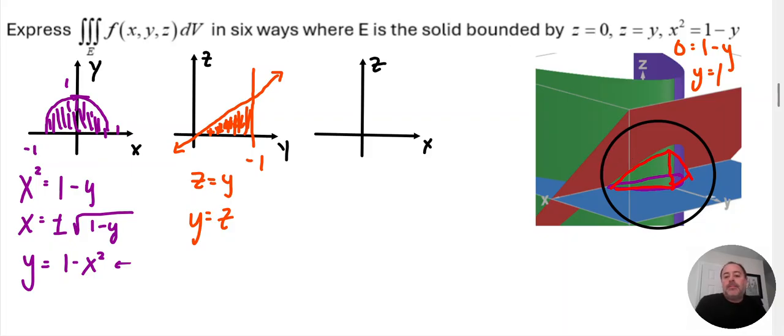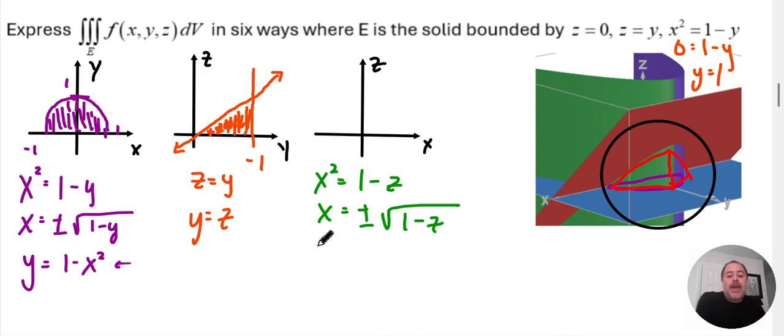And then the last part of the problem is the xz plane. This is pretty straightforward because we already have an equation. If y is equal to z, we can substitute in that x is equal to the positive and negative square root of 1 minus z, and we get that z is equal to 1 minus x squared. So this looks exactly like our first picture, where again we have a parabola facing down, like so, and we have our region right here.